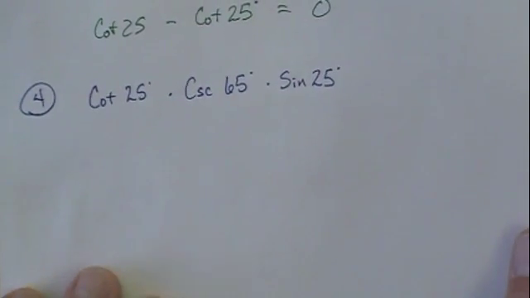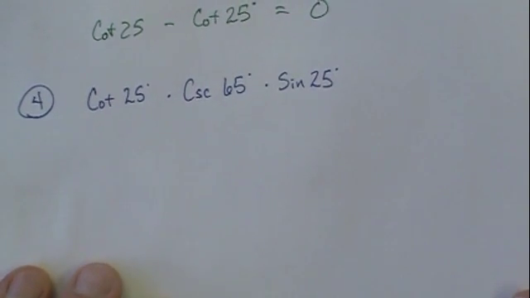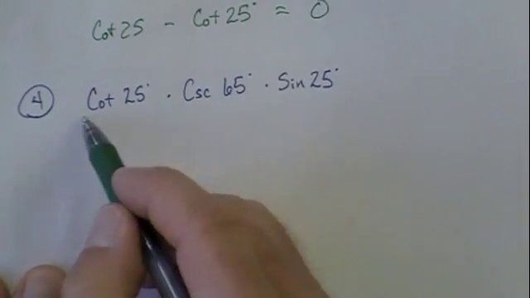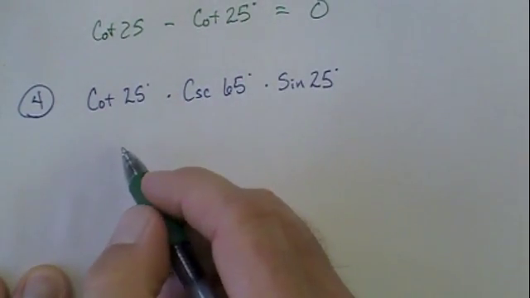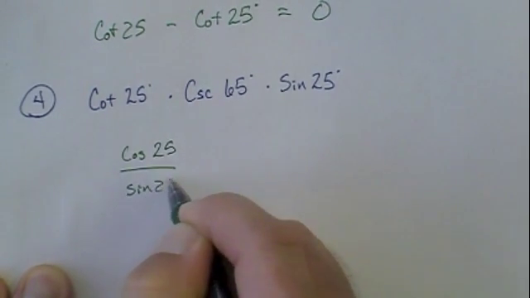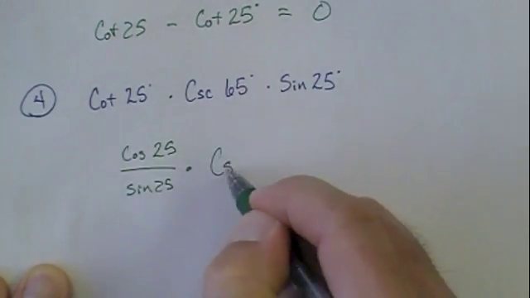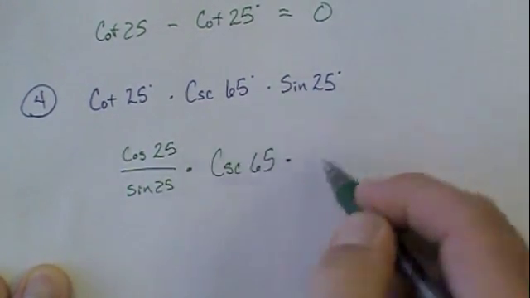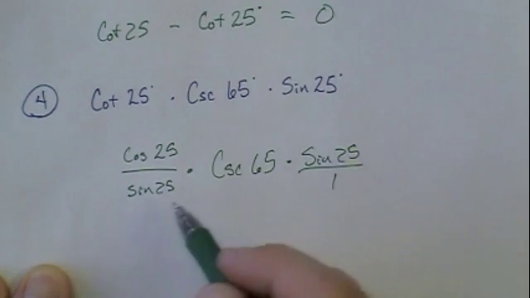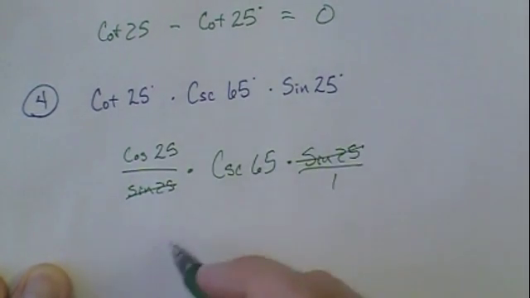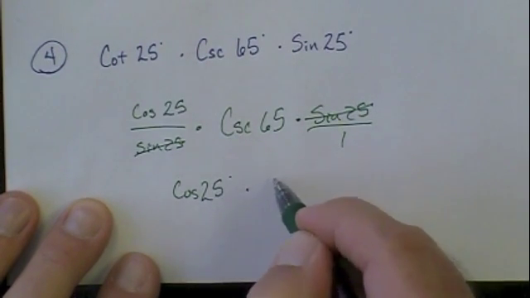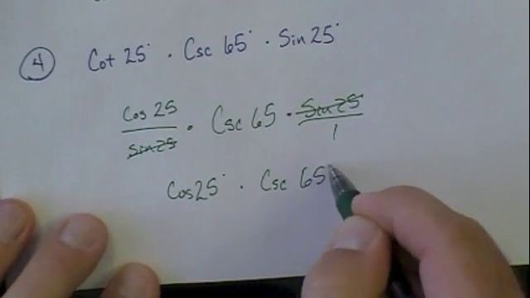And then here's another example. We have cotangent of 25 degrees times the cosecant of 65 degrees times the sine of 25 degrees. So if we rewrite cotangent of 25 degrees, let's say we write that as cosine of 25 degrees over the sine of 25 degrees. And then we still have our cosecant of 65, and we have our sine of 25. Okay, so this is basically over 1. As we multiply, these two would divide out. So now we're left with cosine of 25 degrees times the cosecant of 65 degrees.